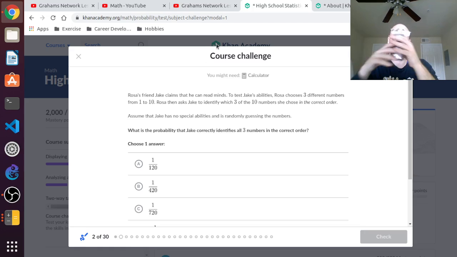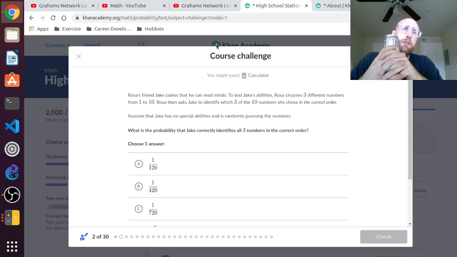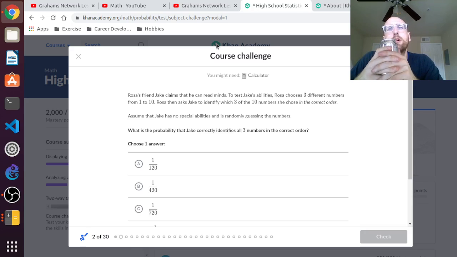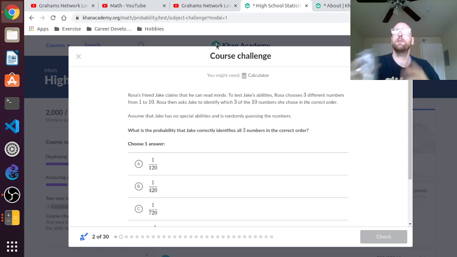Okay, so Rosa's friend Jake claims that he can read minds. To test Jake's abilities, Rosa chooses 3 different numbers, 1 to 10. Rosa then asks Jake to identify which 3 of the 10 numbers she chose in the correct order. Assume that Jake has no special abilities and is randomly guessing the numbers. What is the probability that Jake correctly identifies all 3 numbers in the correct order?